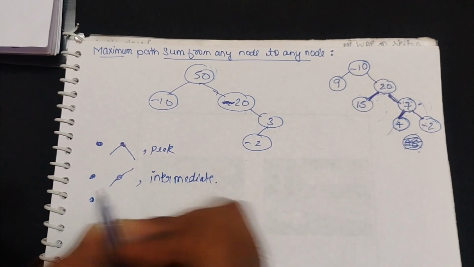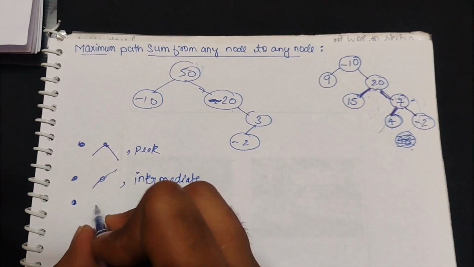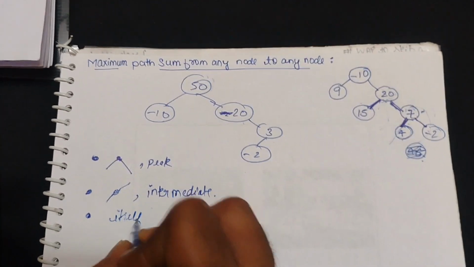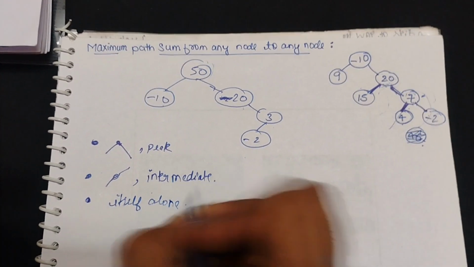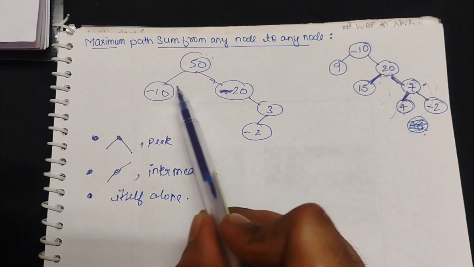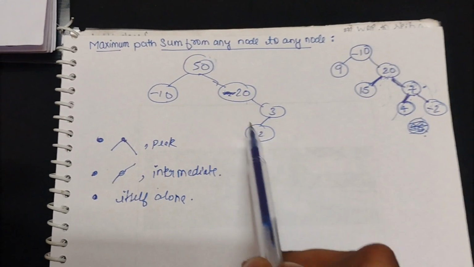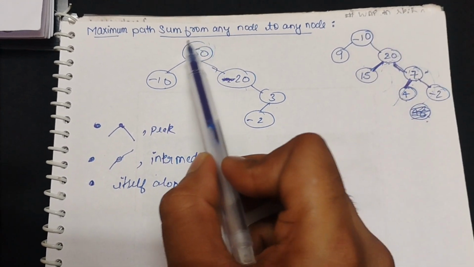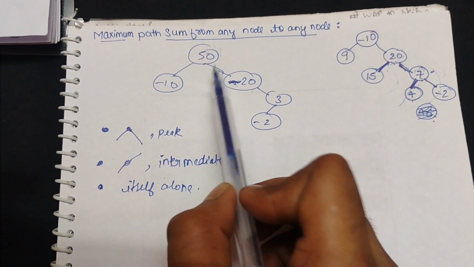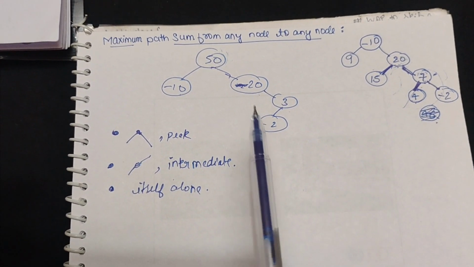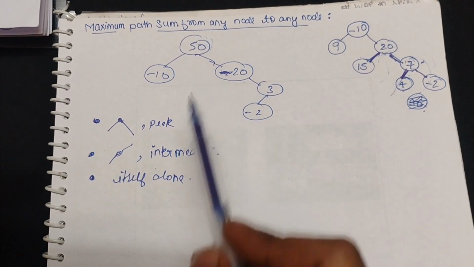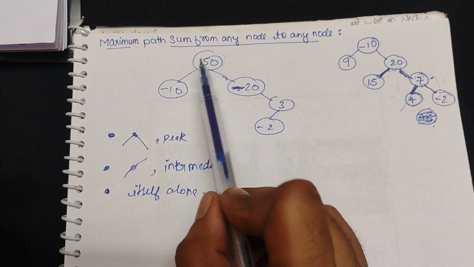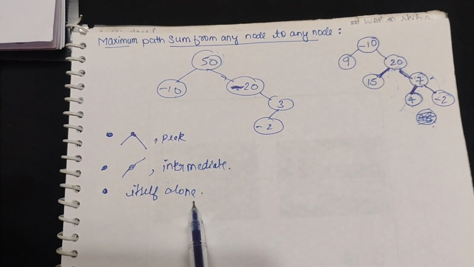Now the third choice for every node is itself alone. That is, here I can see if I make any path, I'll get a lesser value. But what if I just take this node, only this node giving me 50, which is the maximum sum. So this node itself is giving the maximum value.